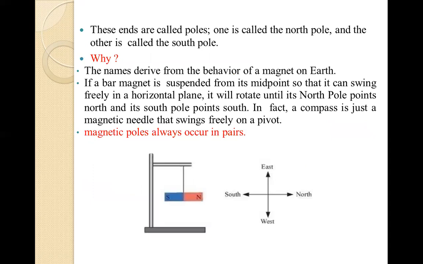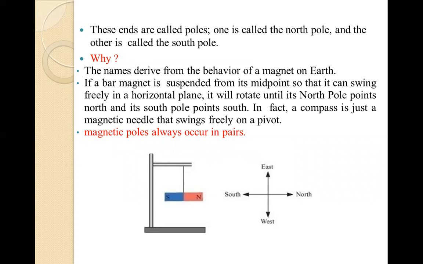As we can see from the figure before, all the magnets can attract the ferromagnetic materials, especially at the two ends of them. These ends are called magnetic poles, like the north and the south one. Why are they named north and south?